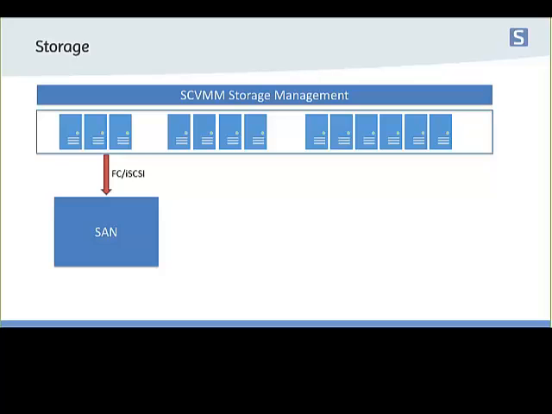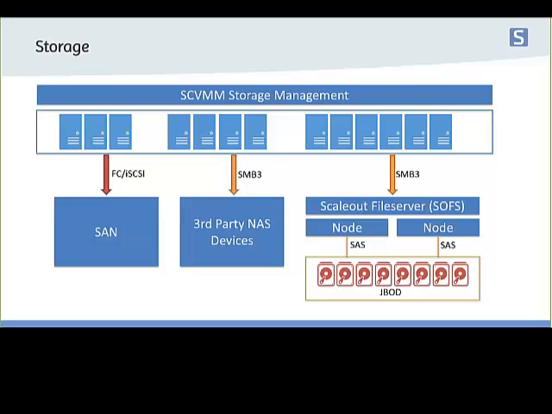We can integrate via an SMI-S provider with the storage vendors, Fibre Channel, iSCSI, whatever. We can also manage NAS devices which offer SMB3, and of course we can also manage the Microsoft solution with the scale-out file servers with Storage Spaces. That doesn't mean we have to use only Storage Spaces; we can also use the SAN behind that scale-out file server as well. That's all we can do.